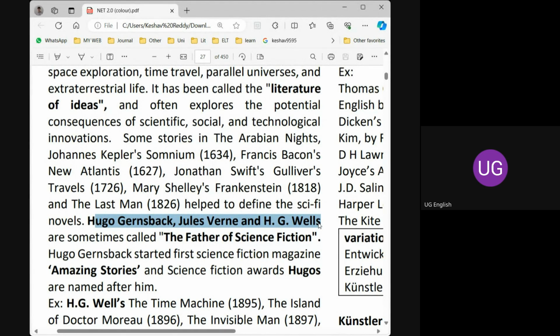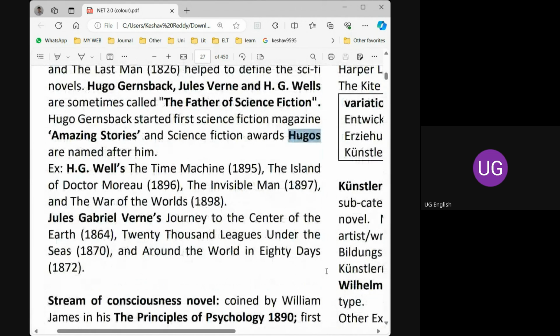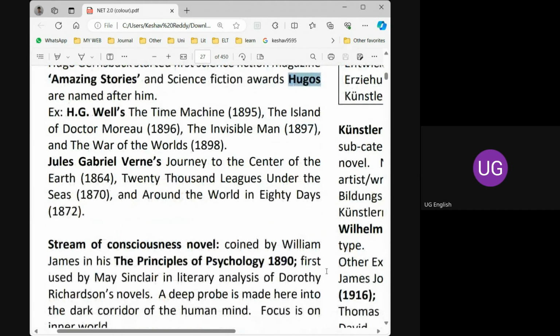And Hugo Awards are very important. A simple question will be asked: Hugo Awards are given to the writers of science fiction. Simple answer. The Time Machine is a very important work. Everybody should know the summary of this Time Machine. And Invisible Man, War of the Worlds, all these works are very important.